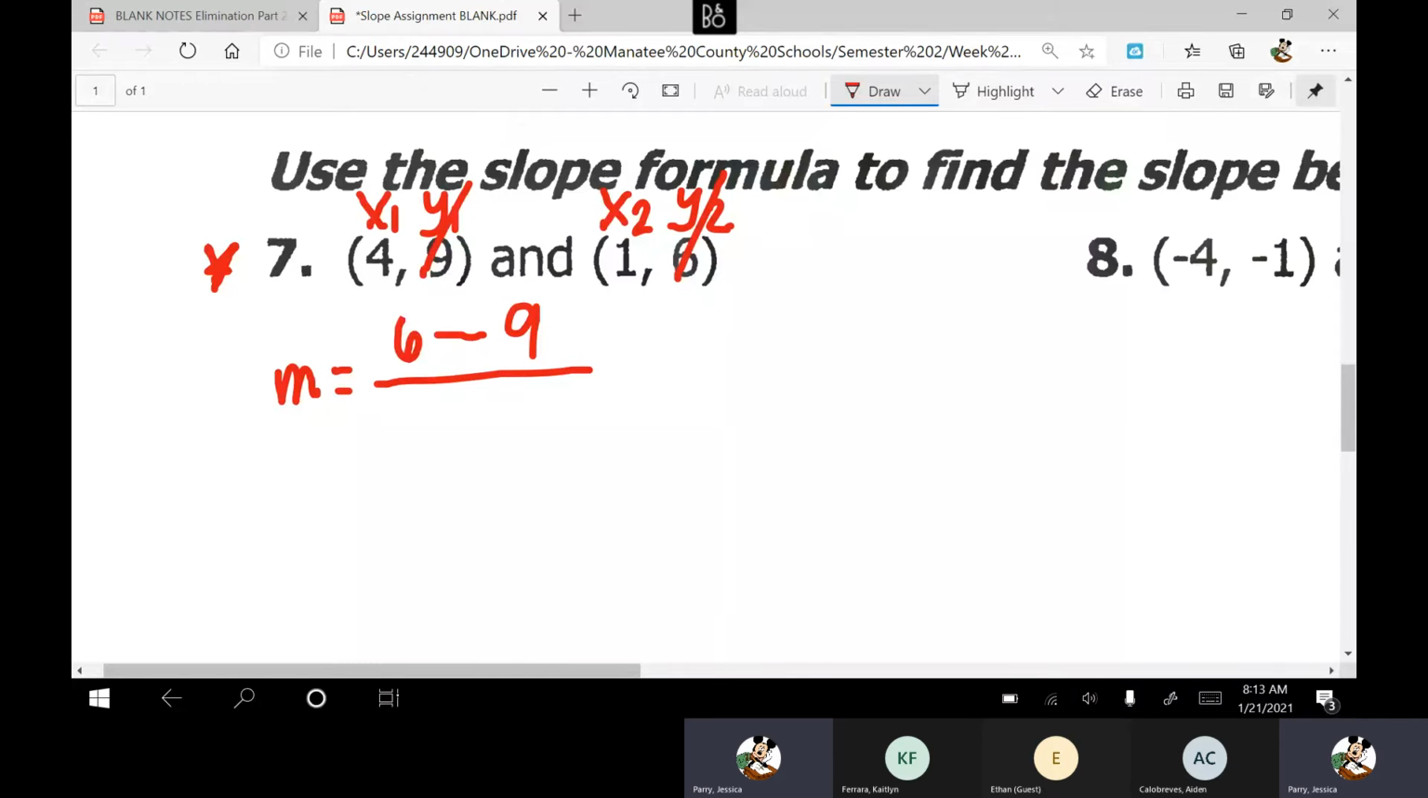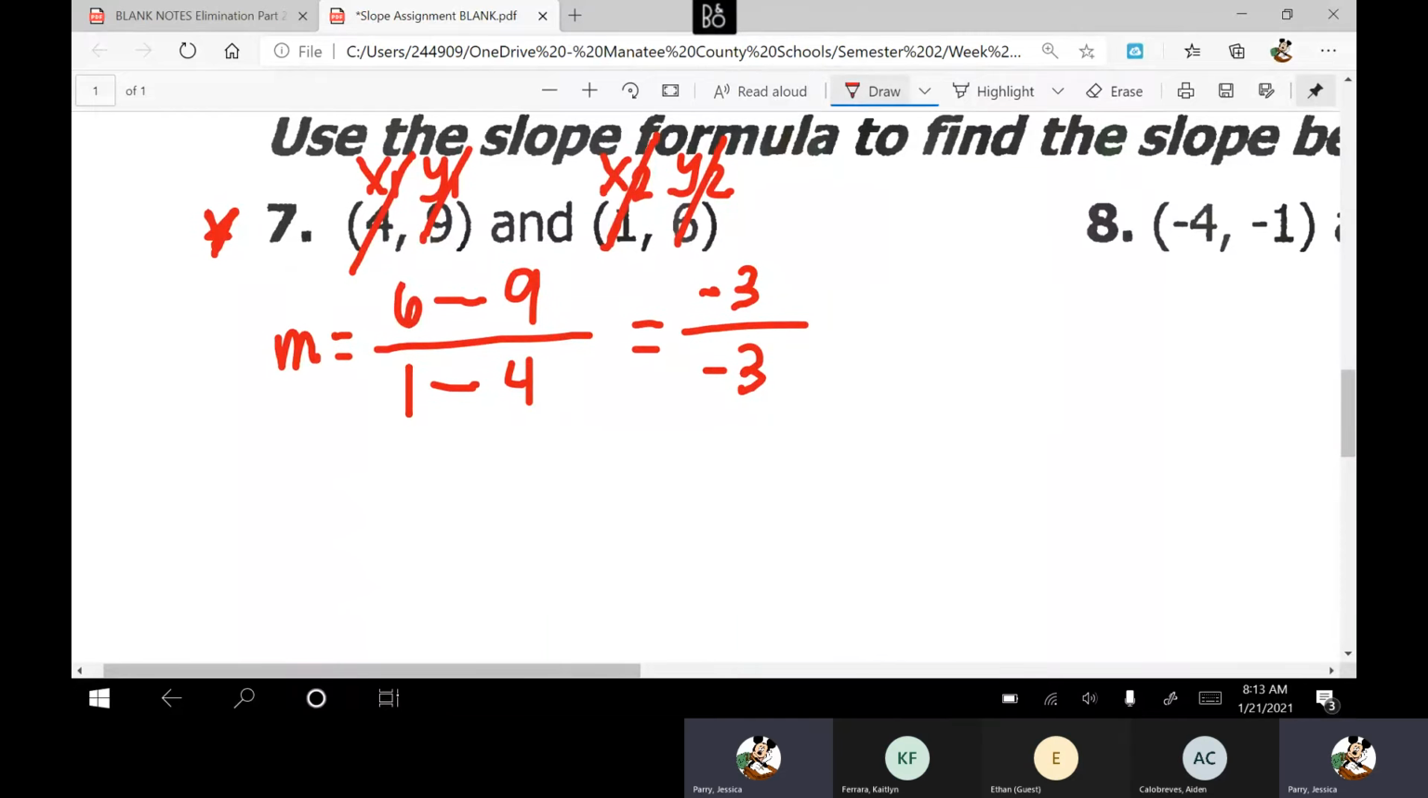Now I'm looking for x2. What's my x2? 1. Perfect. 1 minus, what's my x1? The last one that's left is 4. All right, so let's go ahead and simplify up top. What is 6 minus 9? -3. Perfect. We get a -3 up top, over, and then on bottom, what is 1 minus 4? -3. Perfect.